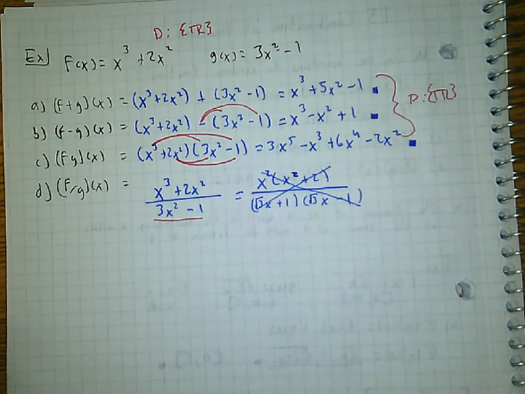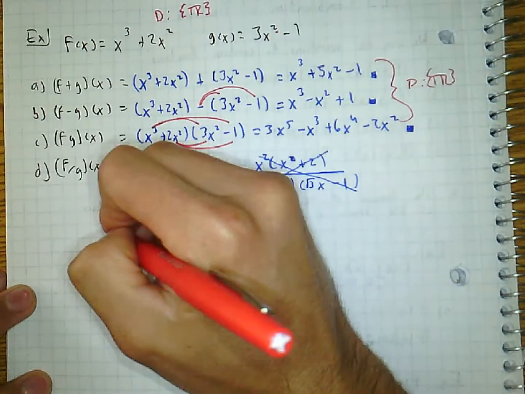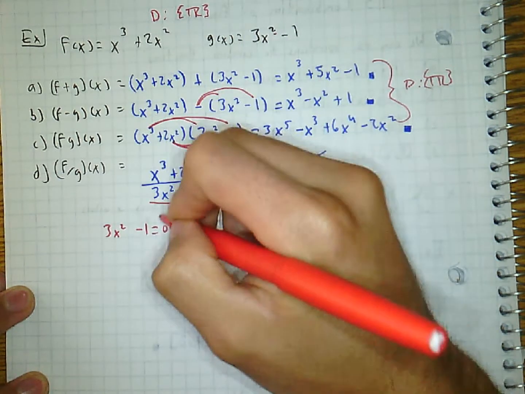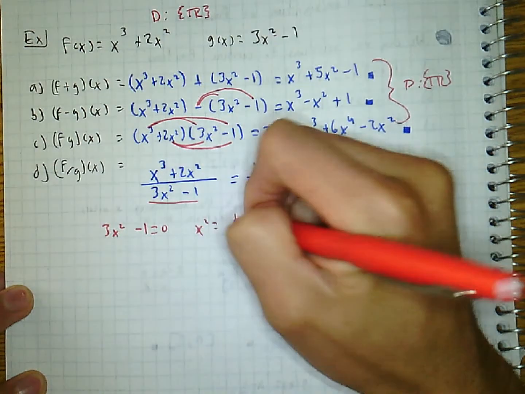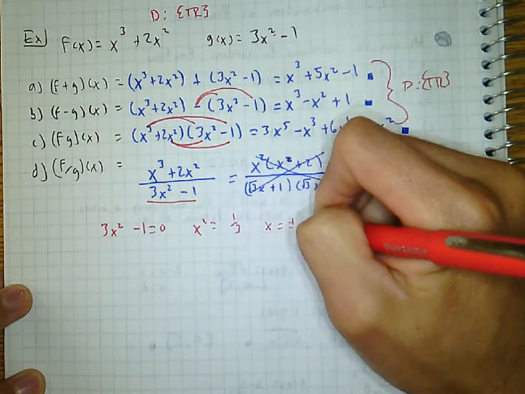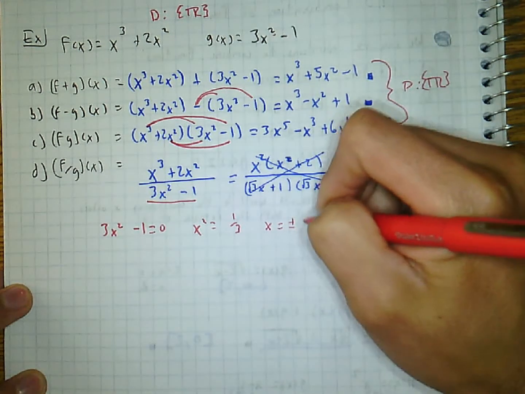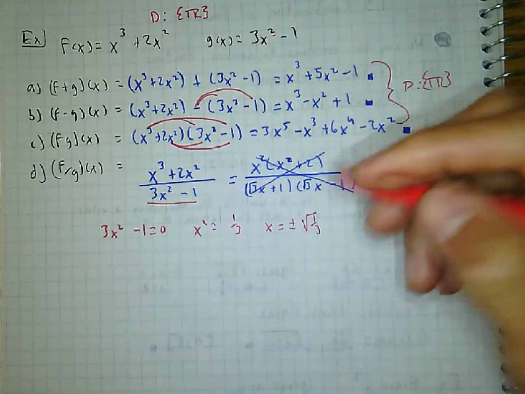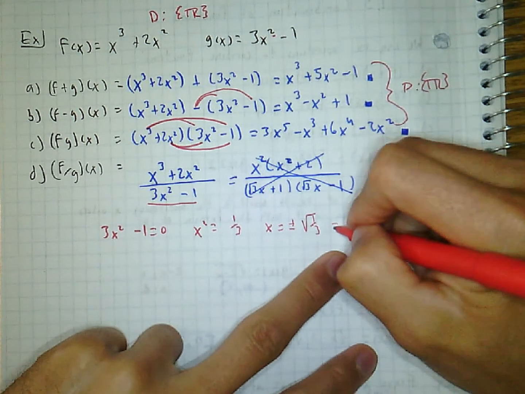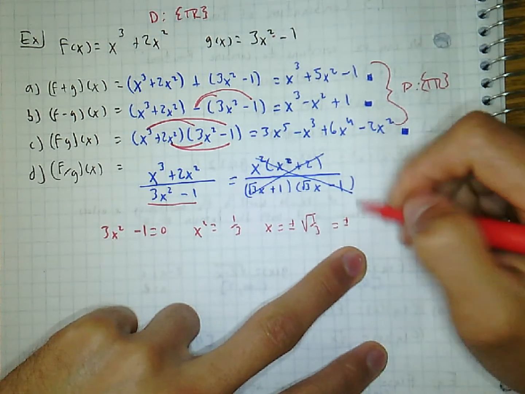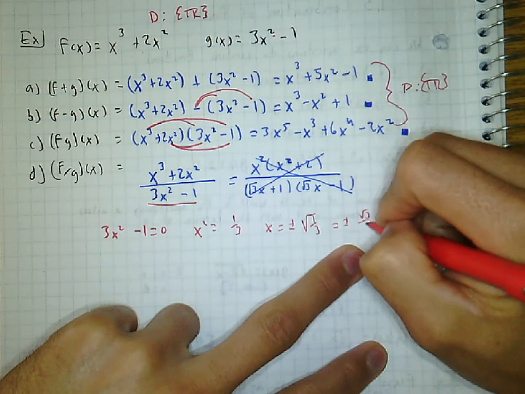So what we're going to do is we're going to set that denominator equal to 0. So we're going to say 3x squared minus 1 equal to 0, which would then give us x squared equals 1/3, which would give us x is equal to plus or minus the square root of 1/3. Which, you're welcome to clean this up if you want to. So this technically gives us plus or minus the square root of 1 is 1, square root of 3 is square root of 3. So that gives us the square root of 3 over 3.